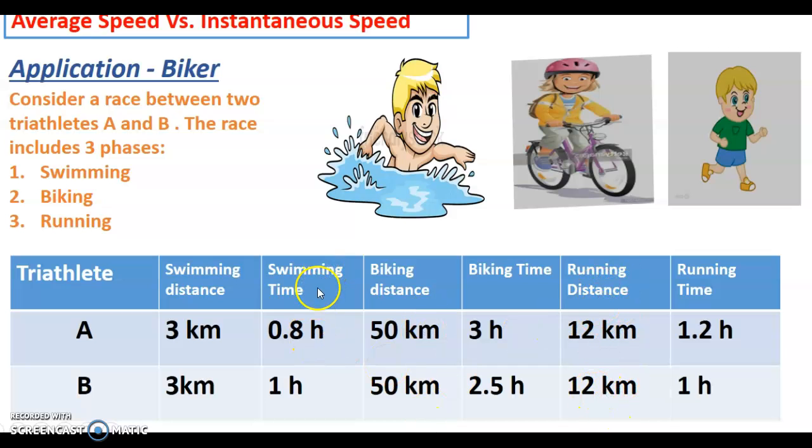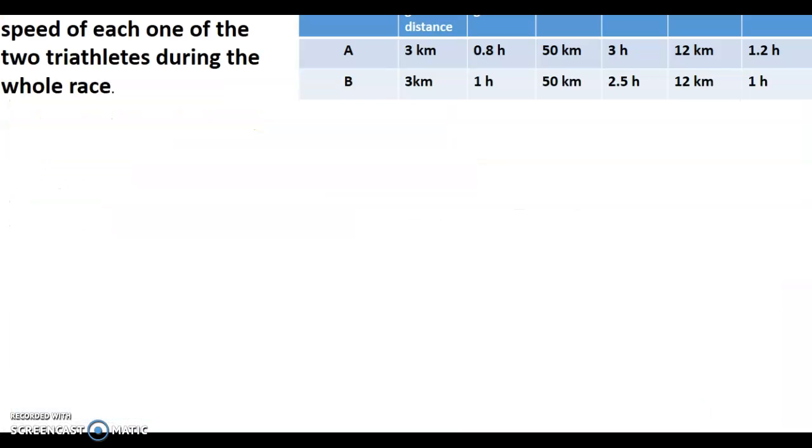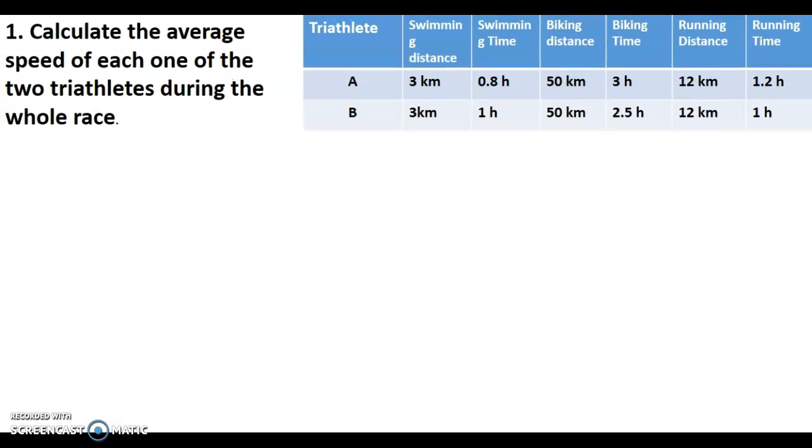So now the swimming time for A is 0.8 hours less than that of B, which is 1 hour, and the biking time for triathlete A is 3 hours greater than that of B, 2.5 hours, and the running time for triathlete A is 1.2 hours greater than 1 hour for triathlete B. The question now is as follows. Calculate the average speed of each one of the two triathletes during the whole race.